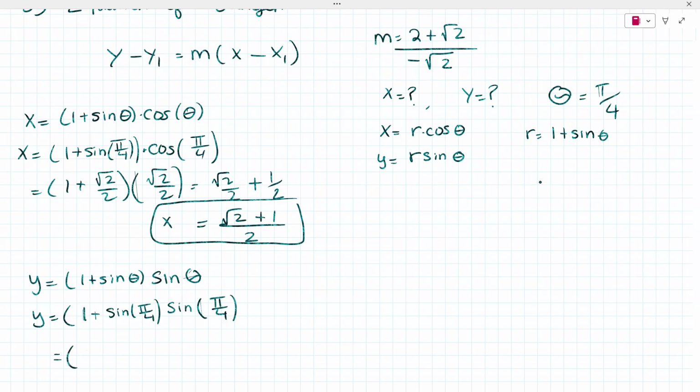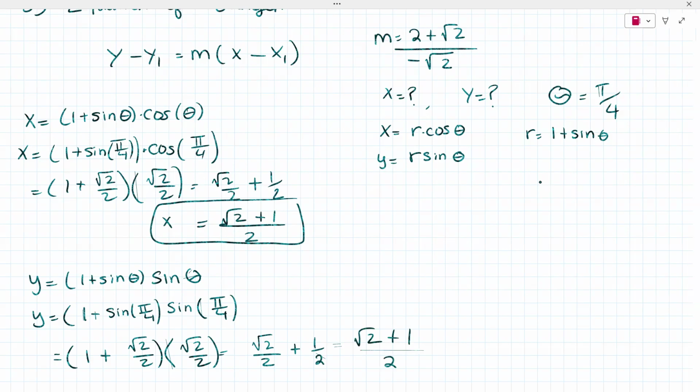And then it's just 1 plus sine of pi over 4, which is radical 2 over 2. And then sine of pi over 4 is positive radical 2 over 2, right? And what happens is when you simplify it, it also becomes radical 2 over 2. So when you simplify and FOIL it out, you get radical 2 over 2 plus 1/2, but that can be simplified as radical 2 plus 1 all over 2.